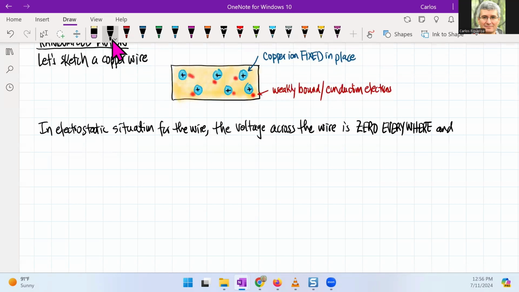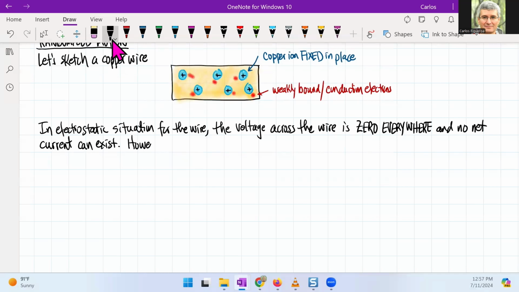And no net current can exist. We got to be careful about that. That word net current is a tricky word.